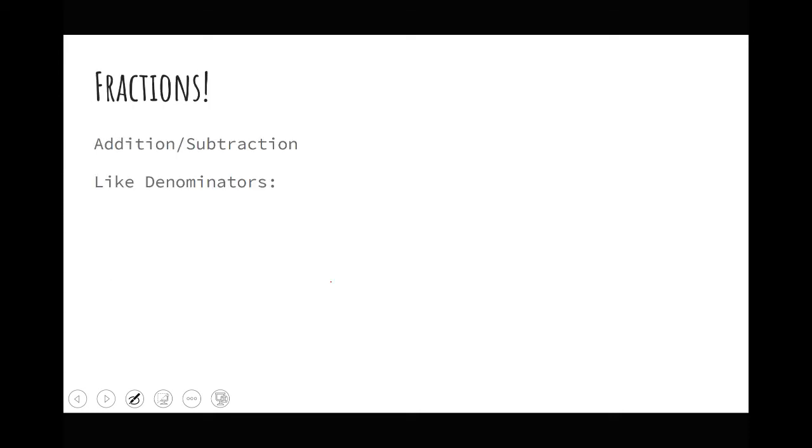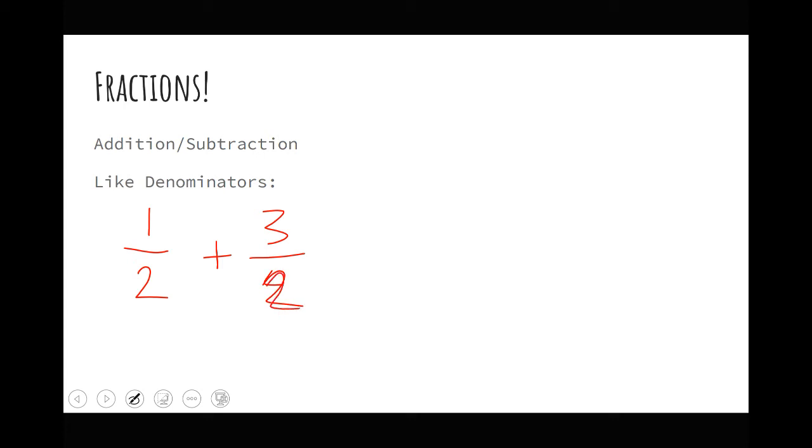All right, now let's get to the fun stuff. Fractions. So we'll keep the first one simple here. We will have like denominators. So denominator is the number on the bottom of the fraction. We're going to say 1/2, plus 3 halves.